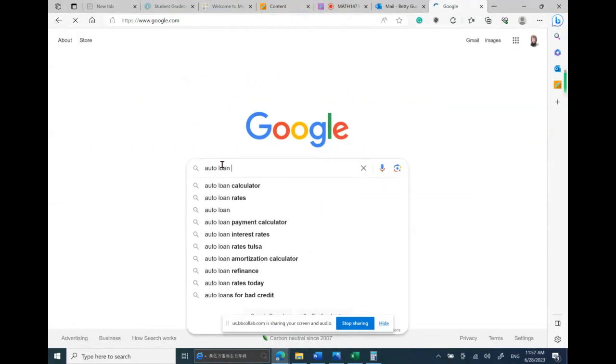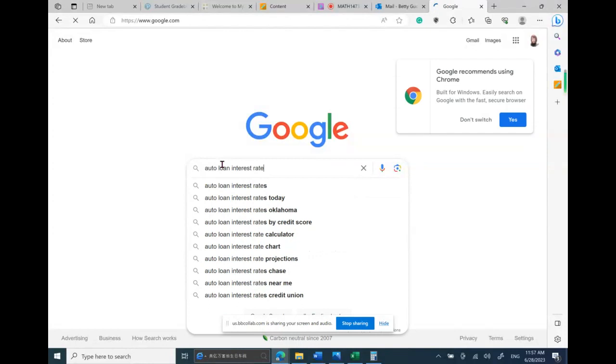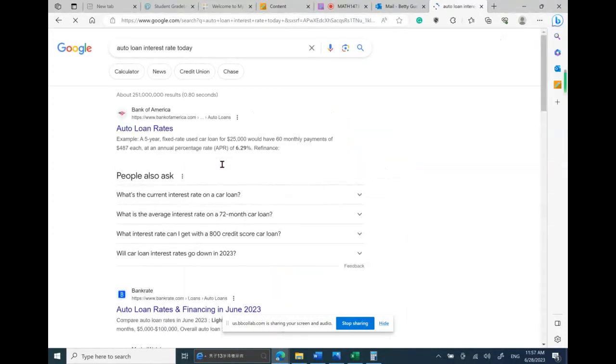Auto loan interest rate today. What is it? You see that? It's not 3%, that low. It's a lot higher. Annual APR is 6.29%, and your nominal annual interest rate would be very close to that, not far away. Okay, so let's go back to our note.